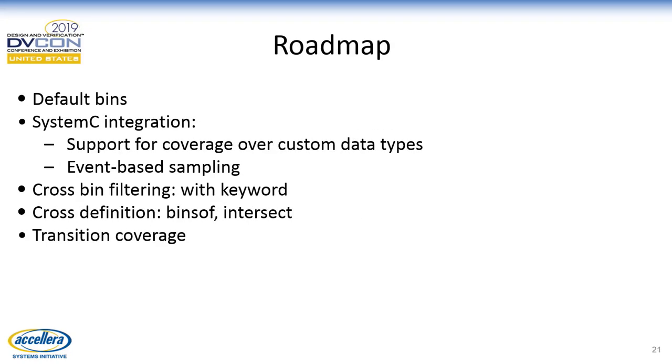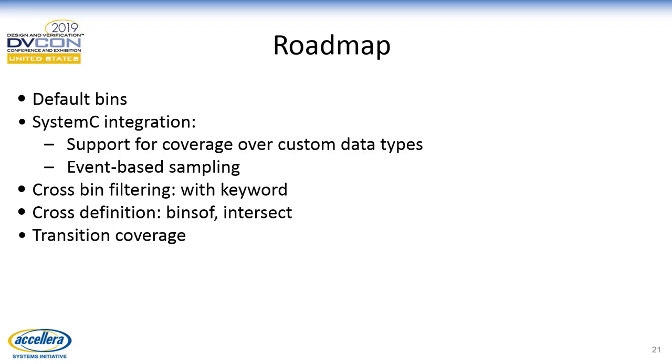Our roadmap includes stuff like default bins. We want to include this as soon as possible, so it's our top priority right now. And then we are looking at different aspects of SystemC integration, how to support coverage for custom data types that are needed for it to work with data types defined in the SystemC standard. And also event-based sampling so that we don't have to manually run the sample function.